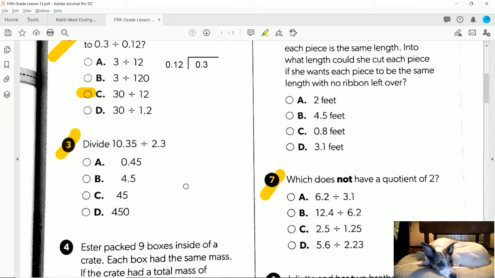Number 3, divide 10.35 divided by 2.3. Decimal point goes over 1 time to get 103.5 divided by 23. And so that should be 4.5.